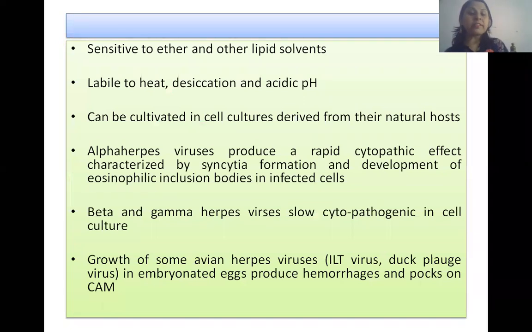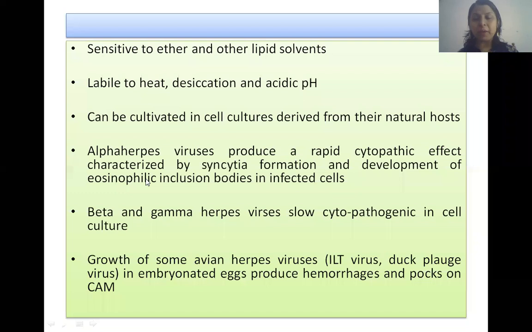This virus is sensitive to ether and other lipid solvents, and is also labile to heat, desiccation (drying), and acidic pH. These viruses can be cultured on cell culture of their natural host. They have three subfamilies: alpha herpesvirinae, beta herpesvirinae, and gamma herpesvirinae.